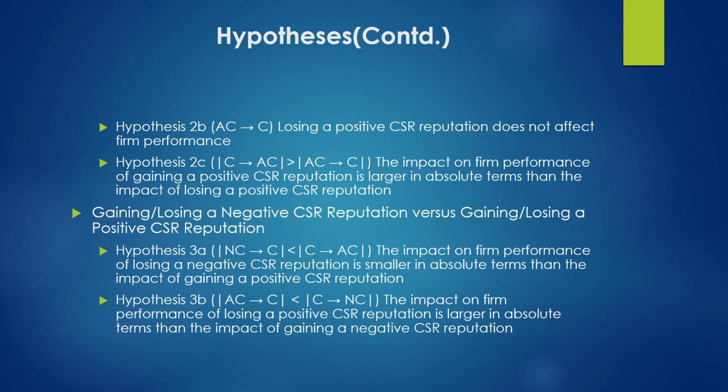Hypothesis 3B states that the impact on firm performance of losing a positive CSR reputation is larger in absolute terms than the impact of gaining a negative CSR reputation. This hypothesis is called moving down the ladder in CSR reputation. If we conceptualize this as moving down the ladder, the first step down from the top, that is above compliant to compliant, in absolute terms should have a smaller effect on firm performance than the second step, that is compliant to non-compliant.